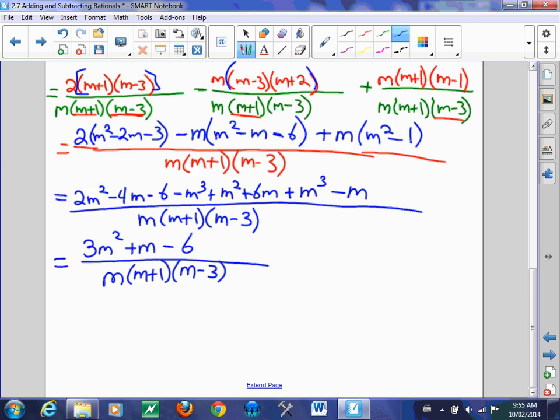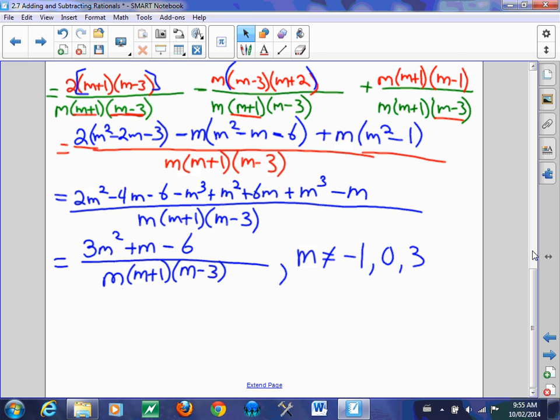Only other thing we got to do is tell me what my restrictions are. Okay? Look back to your lowest common denominator. This is pretty easy to do here. It can't be -1, 0, or 3. Okay? If you can do it, ladies and gentlemen, restrictions are easier if you put them in numerical order from least to greatest.